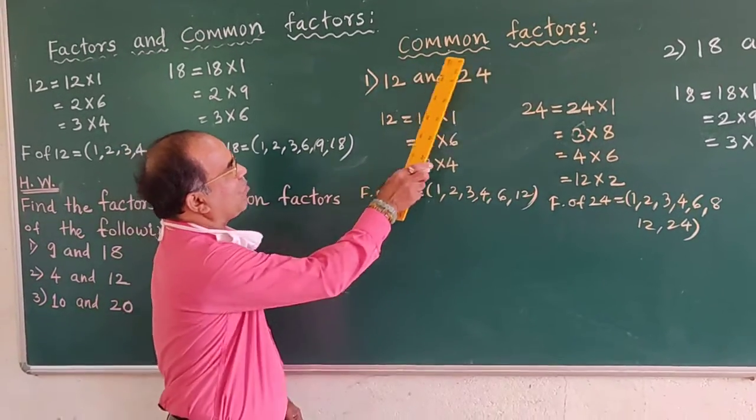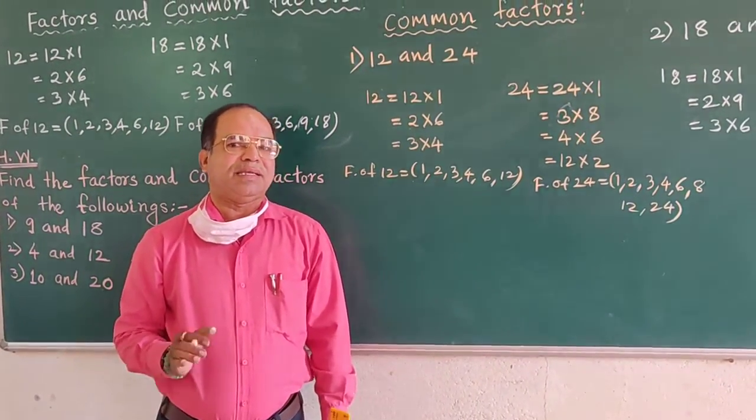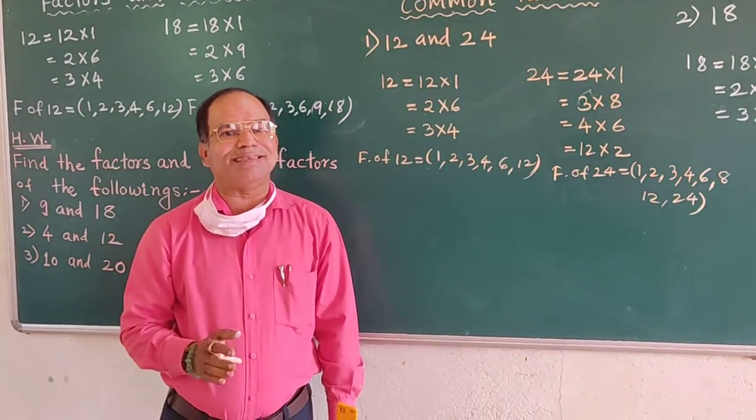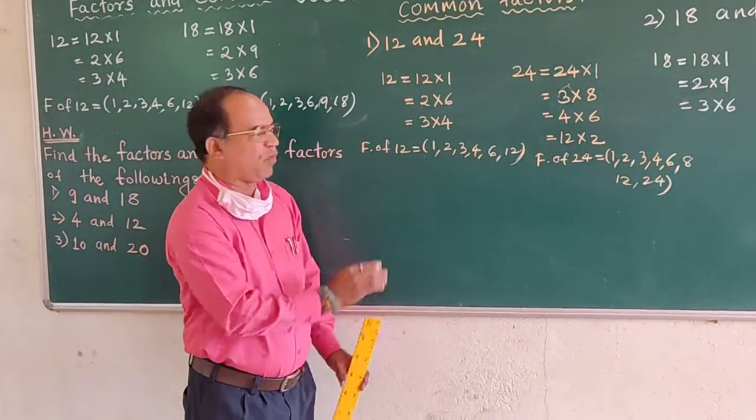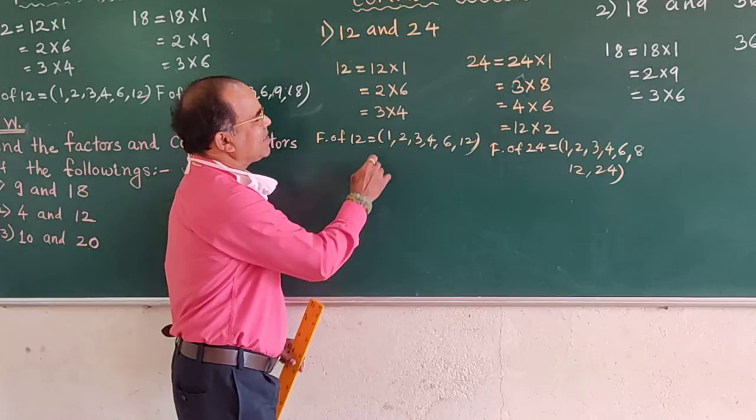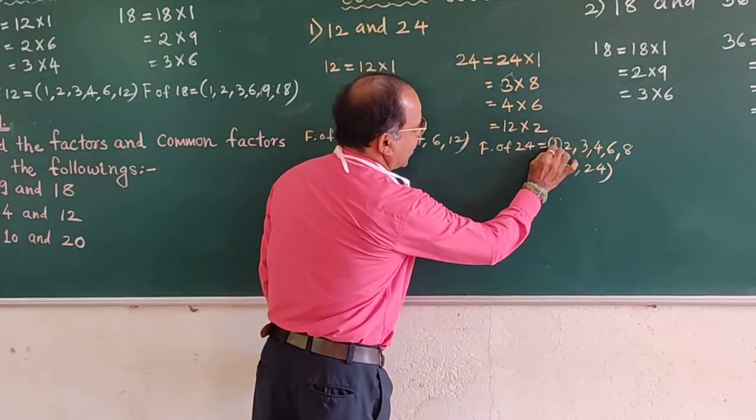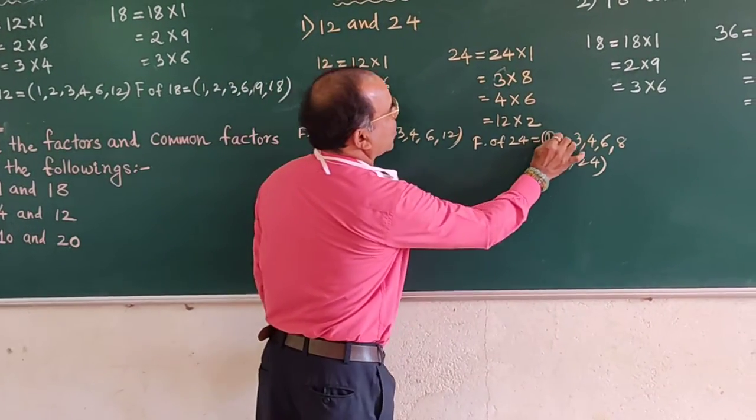Then what is our topic? Finding the common factor. While finding the common factor, you have to keep in mind that a common factor means it should be in the factors of both numbers. For example, here you can see 1 is a factor of 12 and also 1 is a factor of 24. Then 2 is here and also we got a 2.